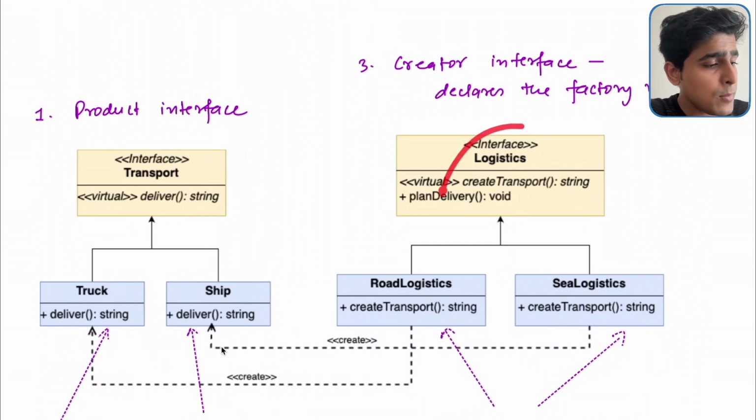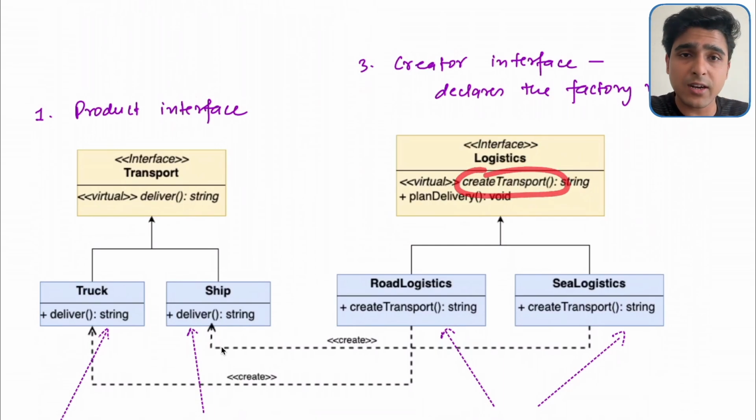Now we come to the main class, which is the logistics. Again, logistics will be an interface, and in this case it has two functions. One is create transport and another is plan delivery. This create transport is the main factory method we are talking about. It provides a way to create different modes of transport, right? Every concrete class has to implement this create transport and create their appropriate transport.